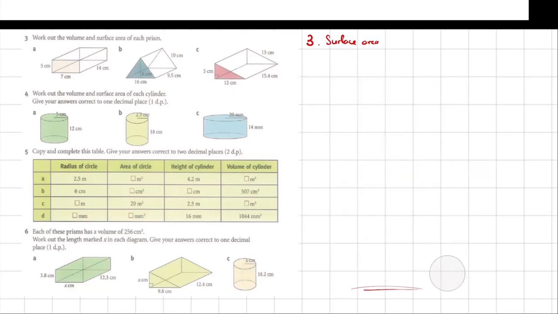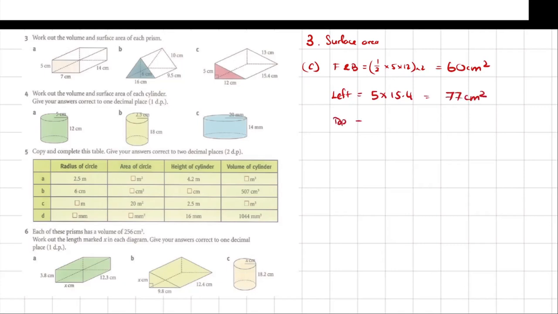Now question C. Question C is the one where all the sides, the shapes are different. So what we need to do is find the front and back. So half times 5 times 12 multiplied by 2 is equal to 60. And then, okay, they are all triangles. So let's just find the left-hand side first. The left-hand side rectangle will be 5 times 15.4, which is equal to 77.